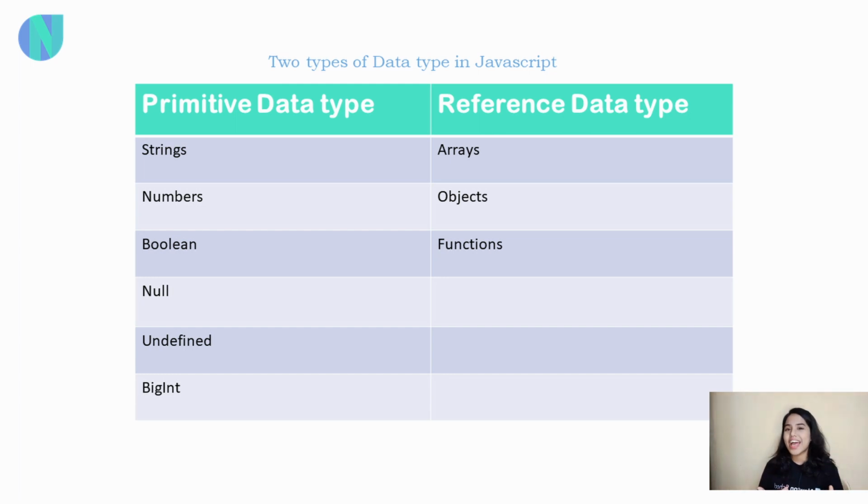So what exactly are primitive and reference data types? What is the difference between them? This question is quite often asked in many interviews. That is why I am going to explain in detail what both of these do. So let us see on the screen.